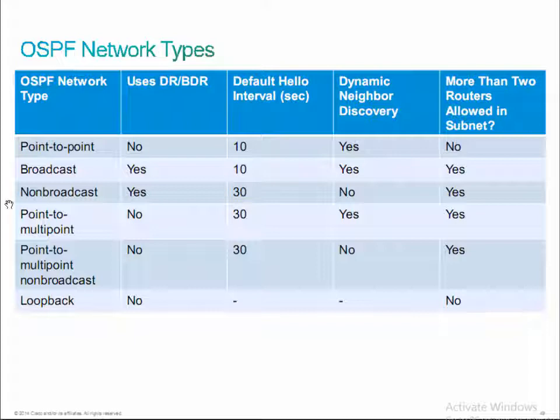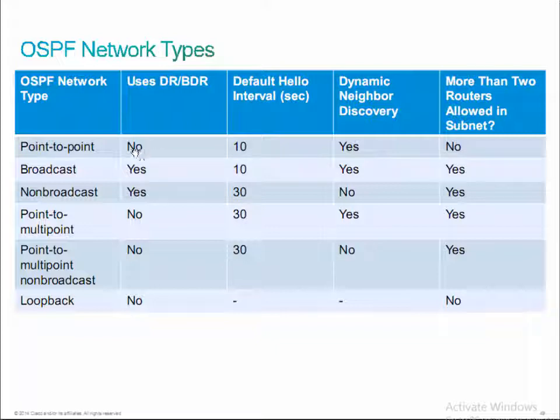Here's the easiest way to remember it. If any of the network types include the word non-broadcast, then you're not going to be able to automatically discover neighbors. Otherwise, you can. So only two of these modes cannot do automatic neighbor discovery, because non-broadcast means no multicast. Secondly, anything that's point to something, point to multipoint, point to multipoint non-broadcast, there is no DR BDR election. Everything else, there is a DR BDR election. So we can see that here.